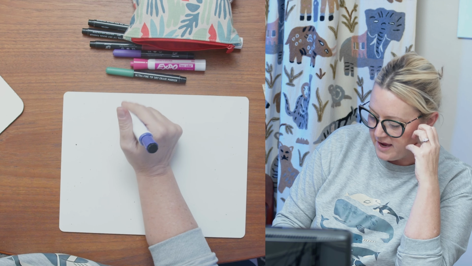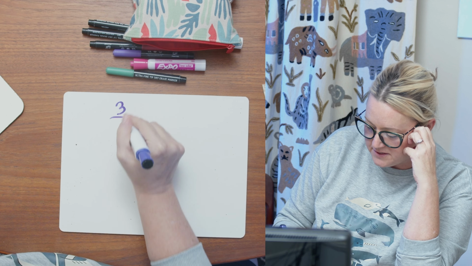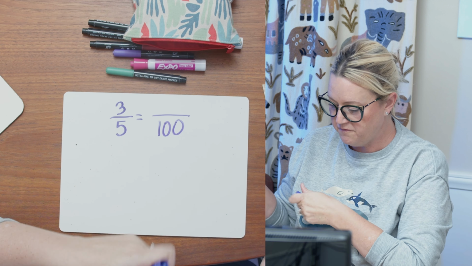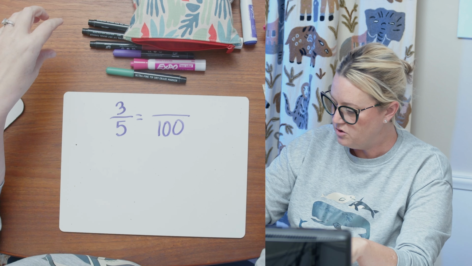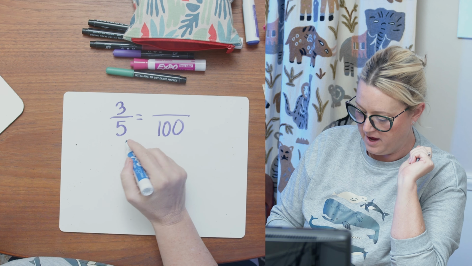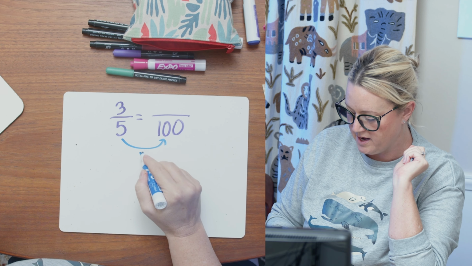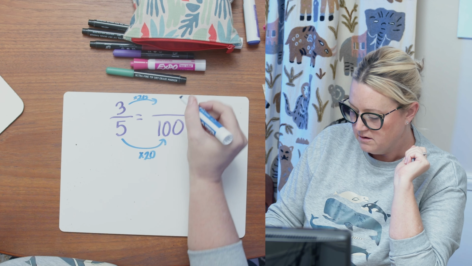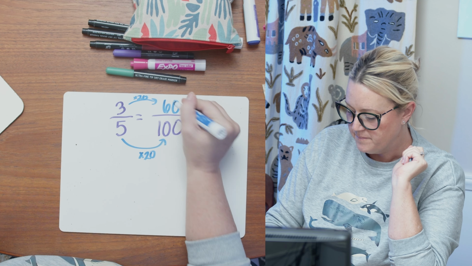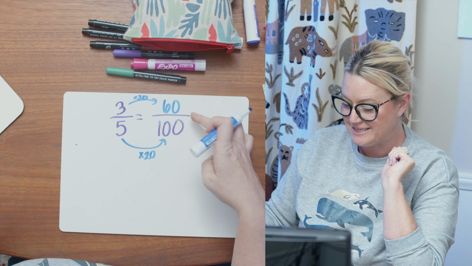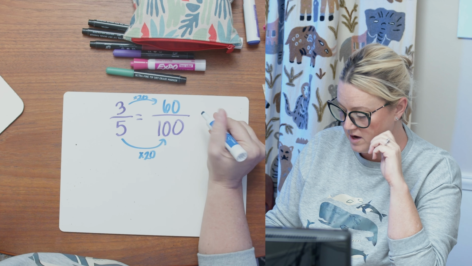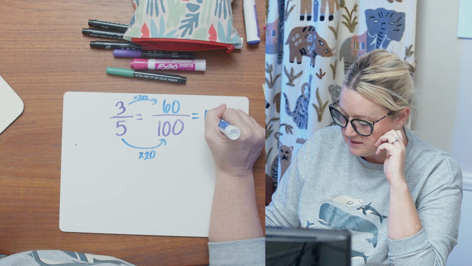So like if it's 3/5, you've got something over 100. So 3/5 into 100, you would go like, well, okay, 5 times 20 is 100. So 3 times 20 would be 60. So 3/5 is 60%, meaning 60 per 100. So that would be 60%.